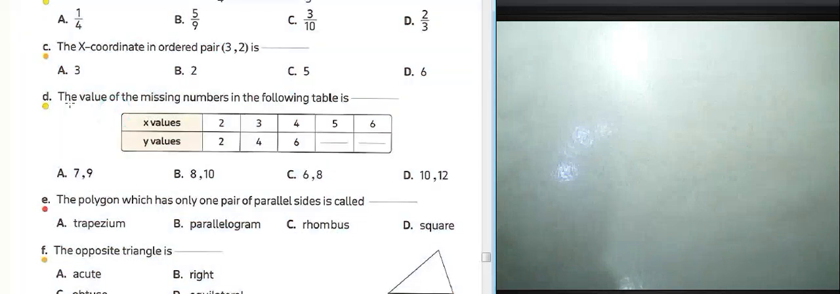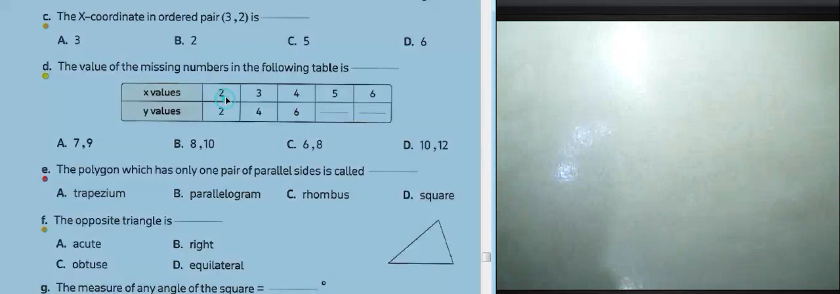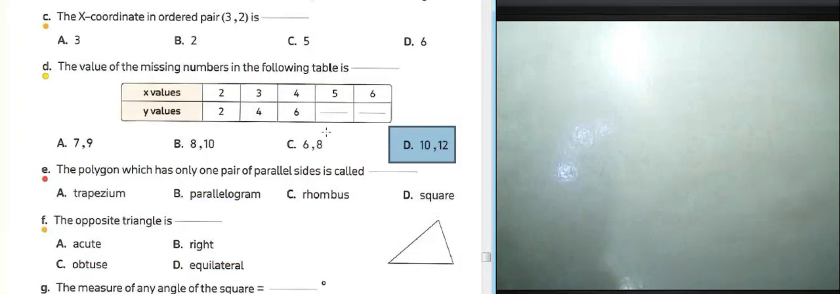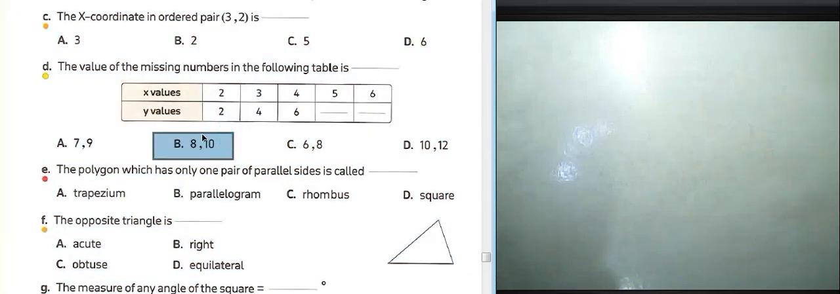Question number here, letter D, the value of the missing number in the following table is 2 times what? 2 will be 2, 3 and 4, 4 and 6, 5 and what? And 6 and what? We know y increases by 2 here. 2, 4, 6, 8, 10. You must write letter D, 10 and 12, or 10 and 8. Again, 6 plus 2 equals 8. Write 8 here, and 8 plus 2 equals 10. The result will be 8 and letter B. Choose letter B for question D.